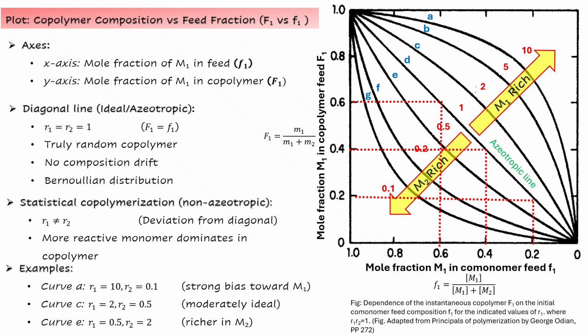Now let us explore another special case in copolymerization, the alternating copolymerization, where the product has a perfectly alternating structure regardless of the monomer feed composition.